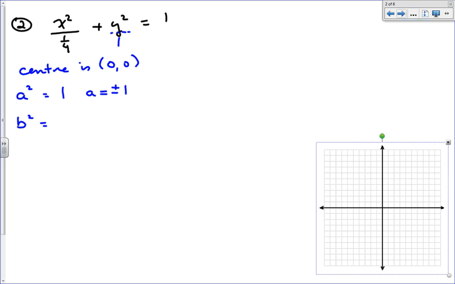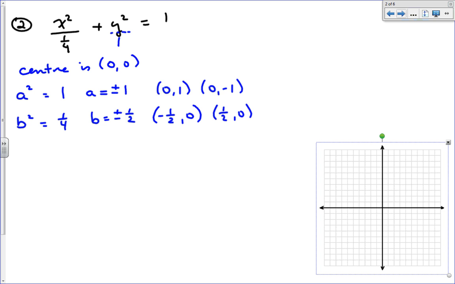Which would give us vertices because it's under the y term. Our vertices are vertical, so they'll be at (0, 1) and (0, -1). Our b squared is 1 quarter. So b is the square root of that, which will give us plus or minus a half. And since that's under the x, the half goes in our x coordinate position, so it'll be (-1/2, 0) and (1/2, 0).